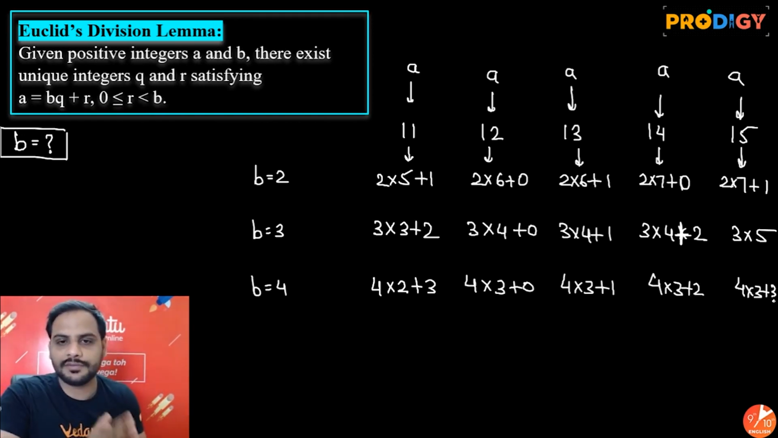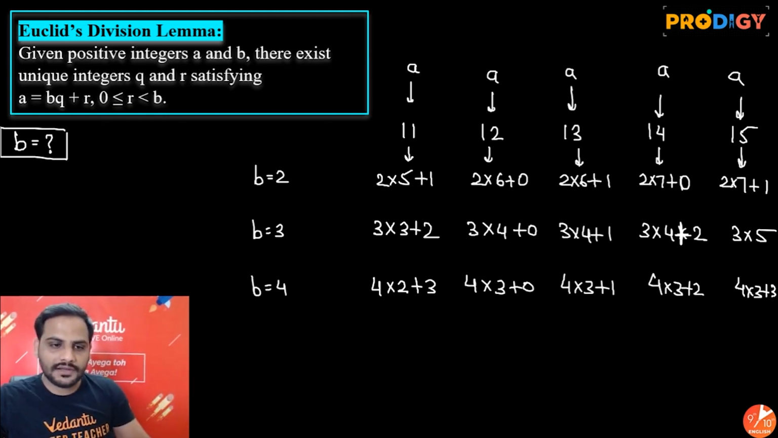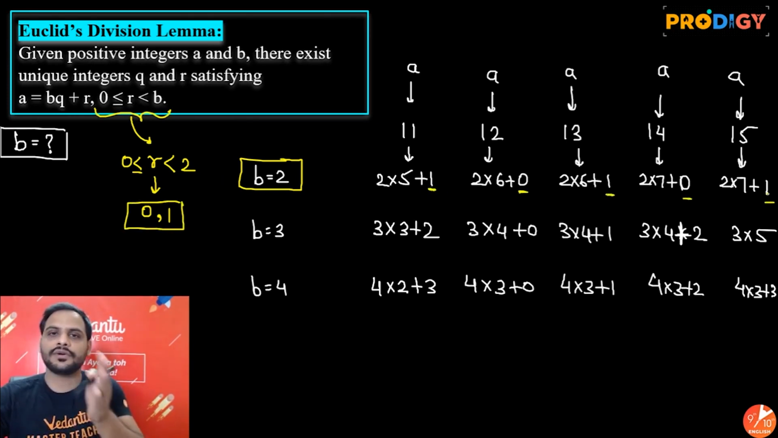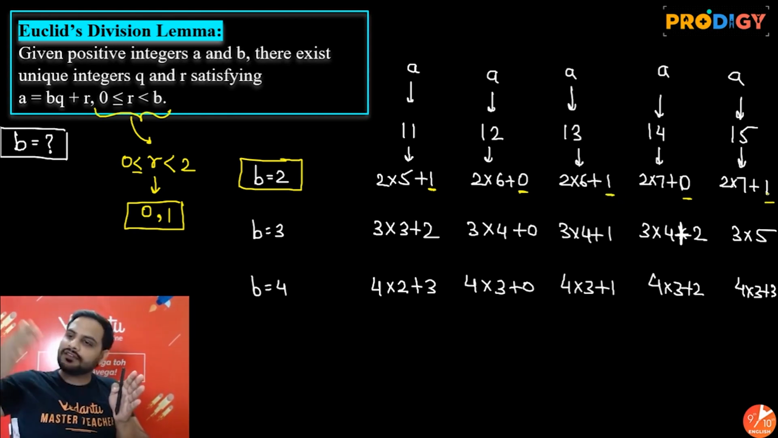If you notice carefully, the remainder values keep on repeating. When the divisor is 2, according to Euclid's division lemma, the remainder is greater than or equal to 0 but less than the divisor, which is 2. The other whole numbers, 1, 2 is there, but it should be less than 2. So only 2 values of remainder are possible for B equal to 2. That is why you can see 1, 0, 1, 0, 1, 0. The remainder will keep on happening like that.